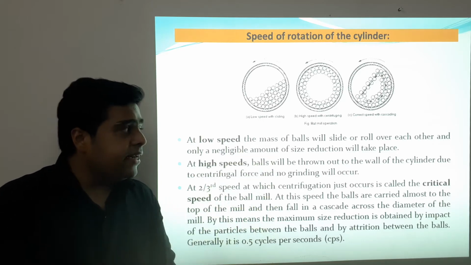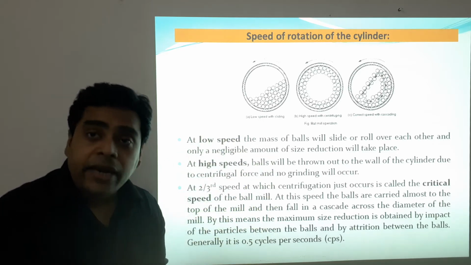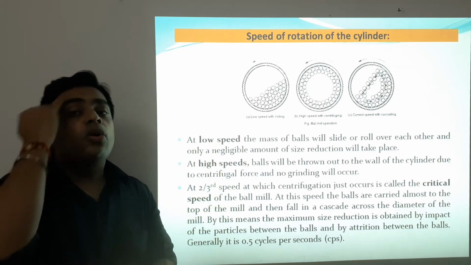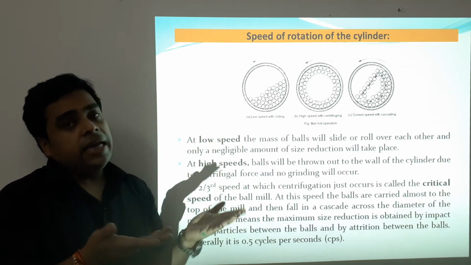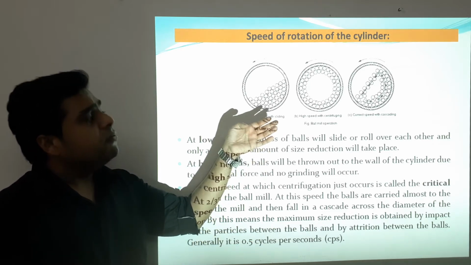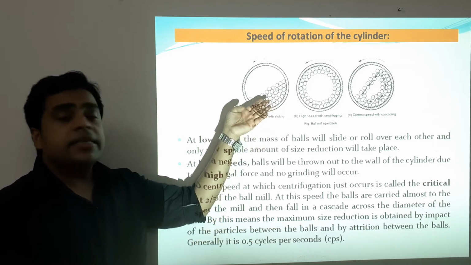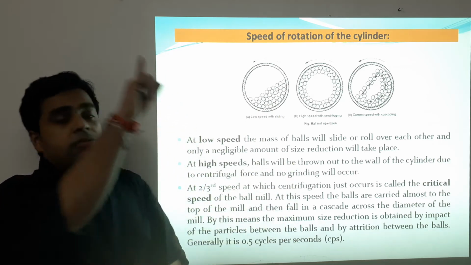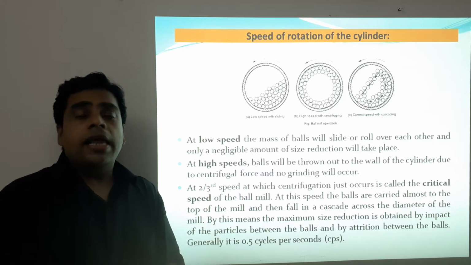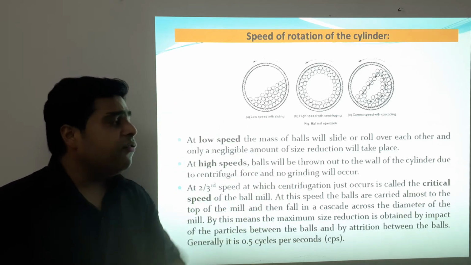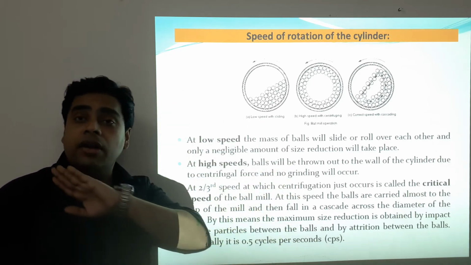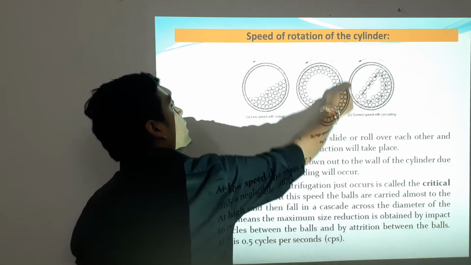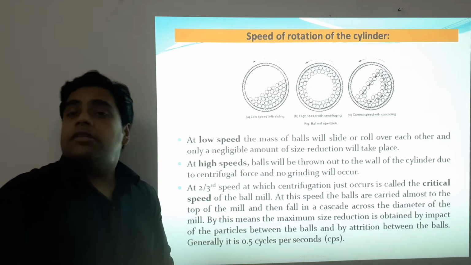So at low speed, the mass of the balls will slide or roll over each other, and only a negligible amount of size reduction can take place. So in terms of this slow speed, this is the phenomenon which will generally happen. In terms of high speed, the balls will be thrown out to the portion of the wall, and there will be centrifugal force generation and no grinding will occur at all.